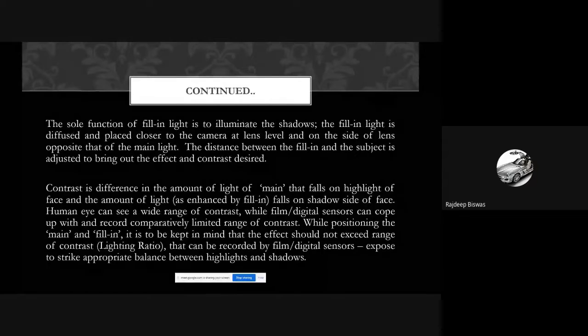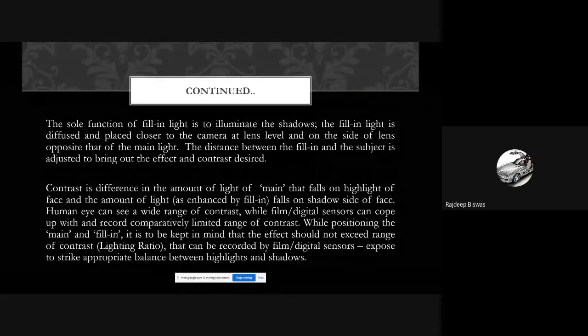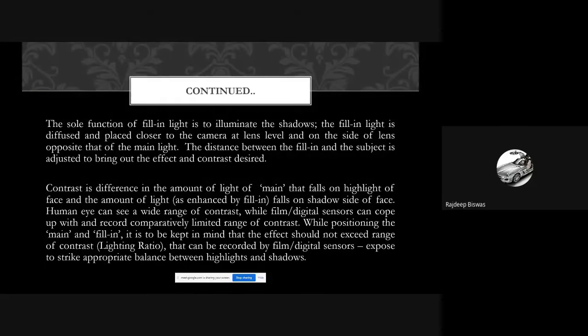Okay. Now let us come to the fill light. The sole function of fill light is to illuminate the shadows. Remember, it is not for anything else but to illuminate the shadows or give relief to the shadows. If you are using two lights, remember the second light is just to give relief to the shadows, unless and until you are working on flat light.